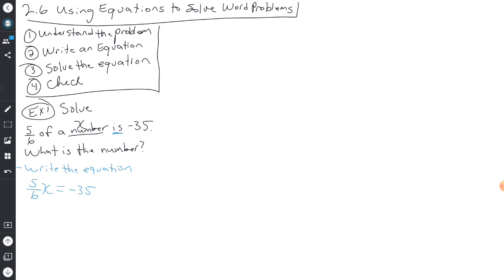We talked about when we're solving and we have a fraction on our variable. We don't have anything else to do except eliminate this fraction off the variable. What is it that we do? Right, we flip it and multiply both sides by it. So 6/5 is going to get multiplied to both sides.